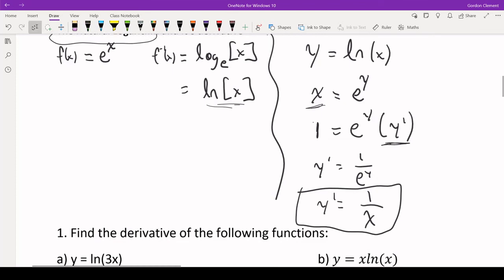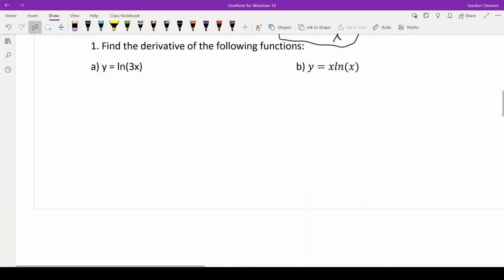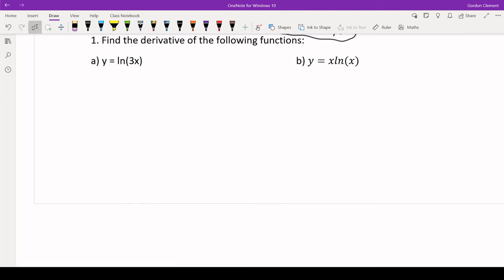So armed with that as your new formula, see if you can find the derivative of each of these things. So you can pause, and then I'm going to keep going.